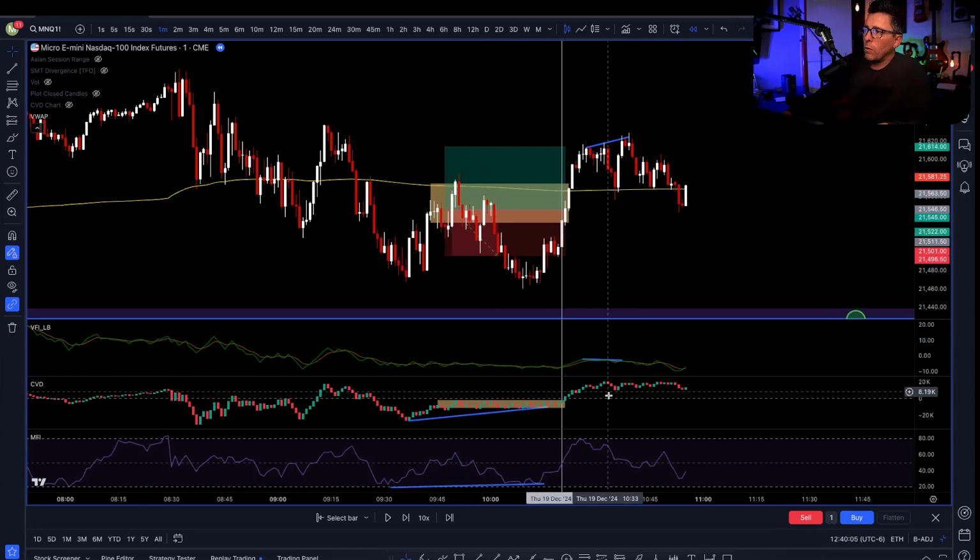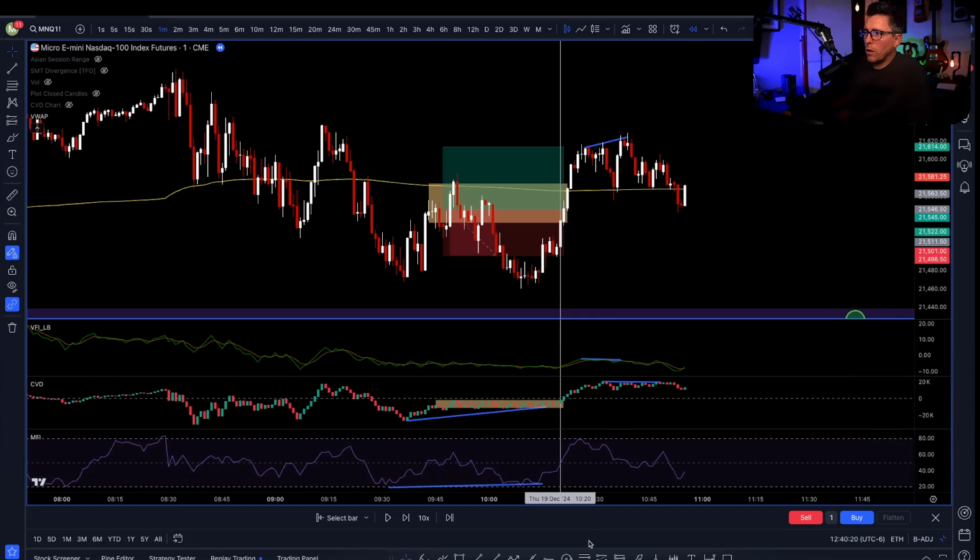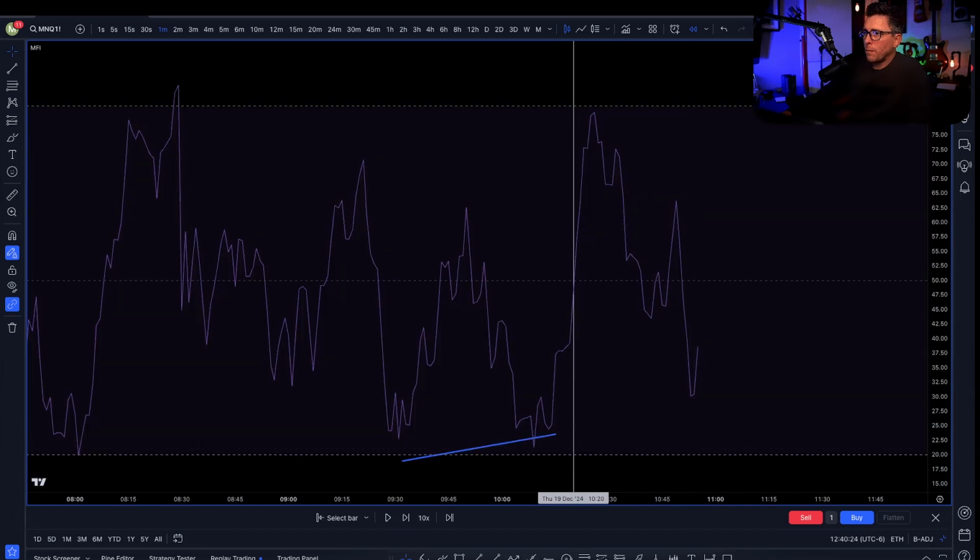But anyways, so what else is happening? Well, we see a divergence over here as well. We see what else is lining up, right? So we use these to line up. Look at what's happening. We have our cumulative volume delta going down. We also have the money flow index going down, right? And going way down.